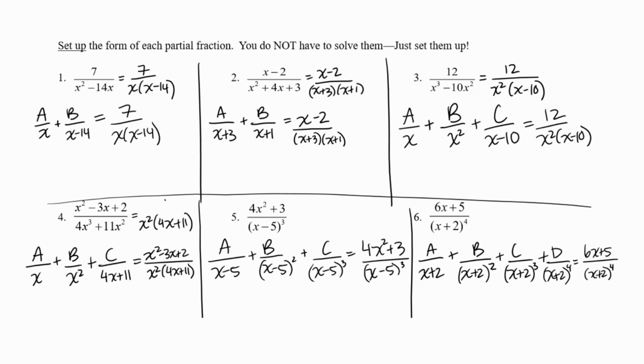Then for number 6, you can take x plus 2 four times. So that's a over x plus 2 plus b over x plus 2 squared plus c over x plus 2 cubed plus d over x plus 2 to the power of 4. Then what you can do is put the numerator on top of the denominator.